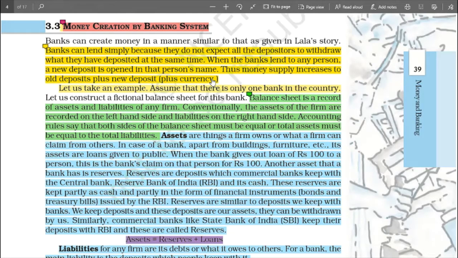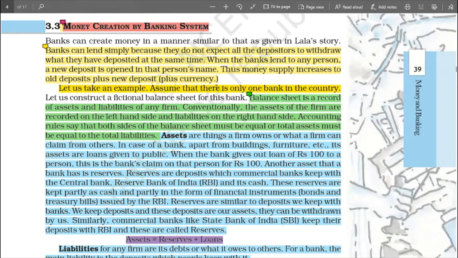In that way, money supply increases to old deposits plus new deposits. From the old deposit, it can lend out to those who take the loan and open that account for them. So from the primary deposit, it can give loans, and then subsequent deposits can be opened. Okay, so let's take an example.